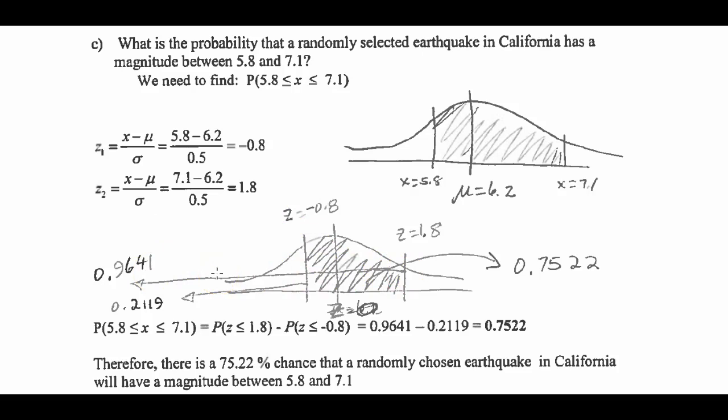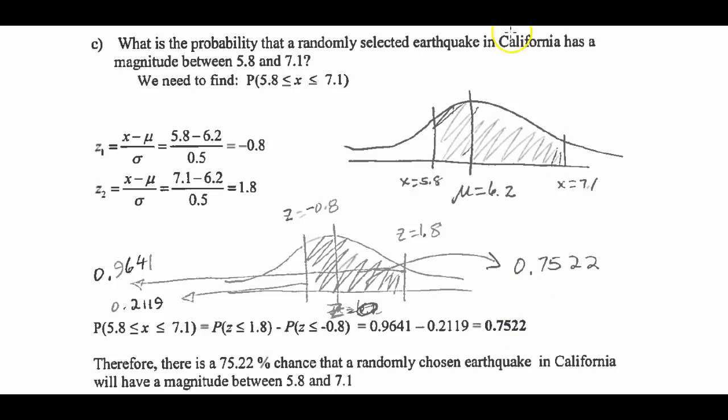I want some of it, but not all of it. What I want to do is figure out how much area lies to the left of this z-score of negative 0.8. I look that up in my table and get 0.2119. I'm going to subtract this area in the tail that I don't want. I take the big area, subtract the smaller area from it, and what is left over is the area that I want. So I get 0.7522.